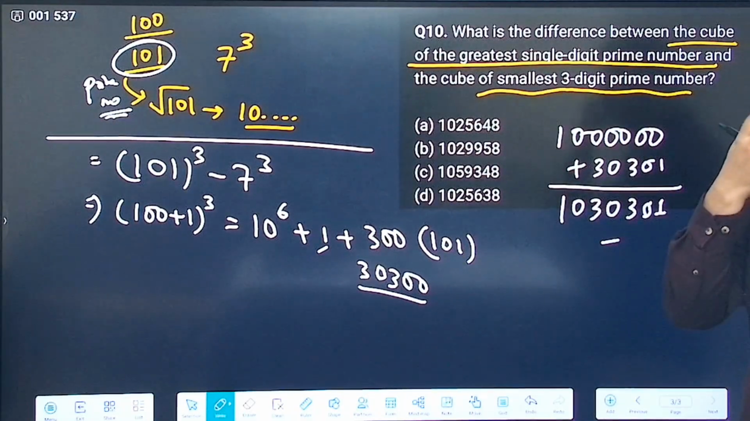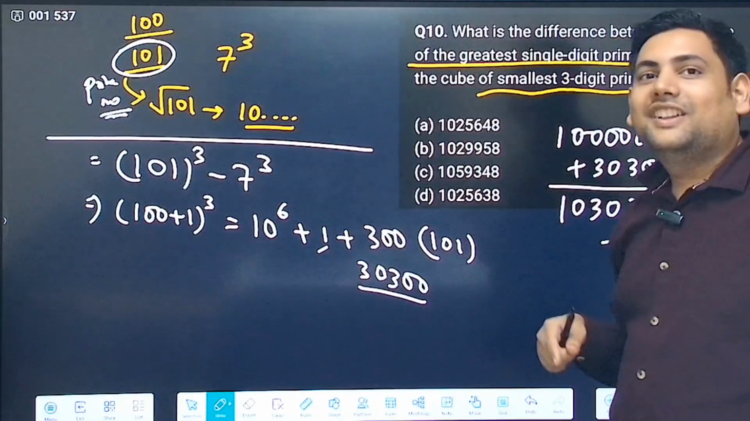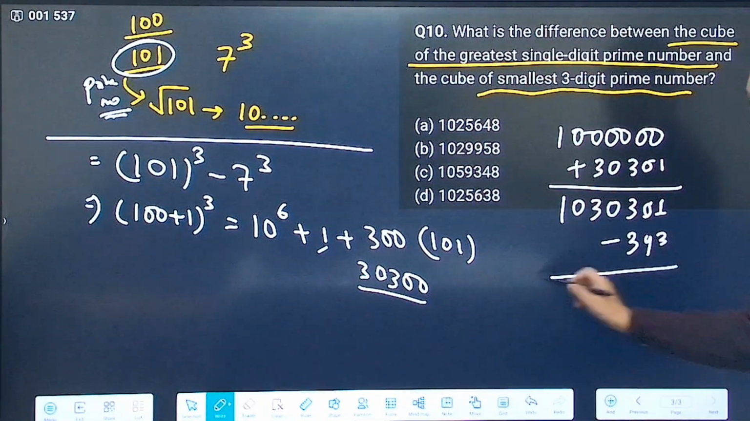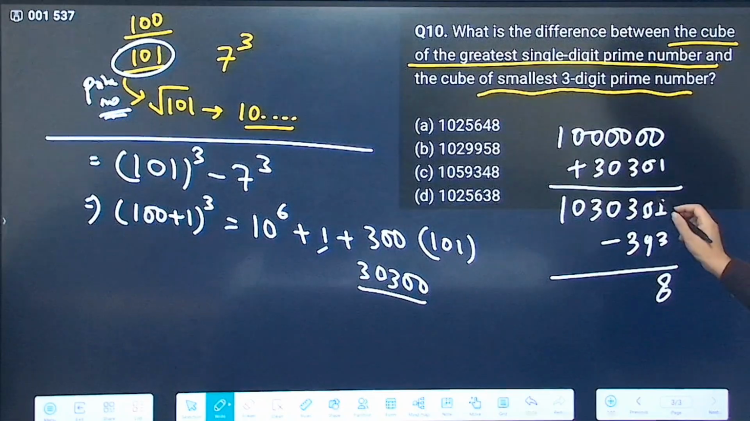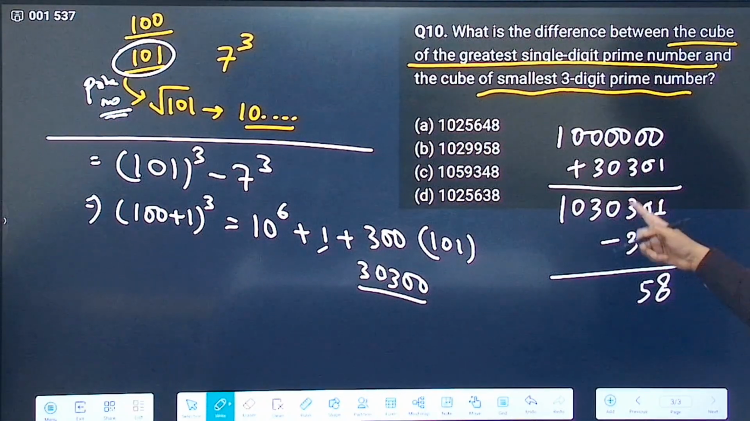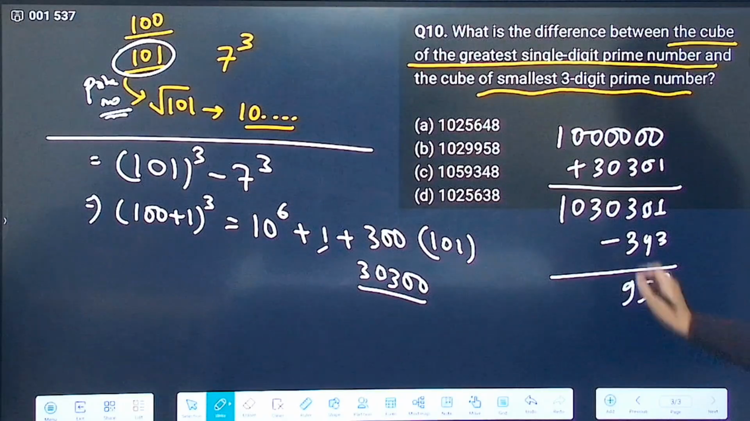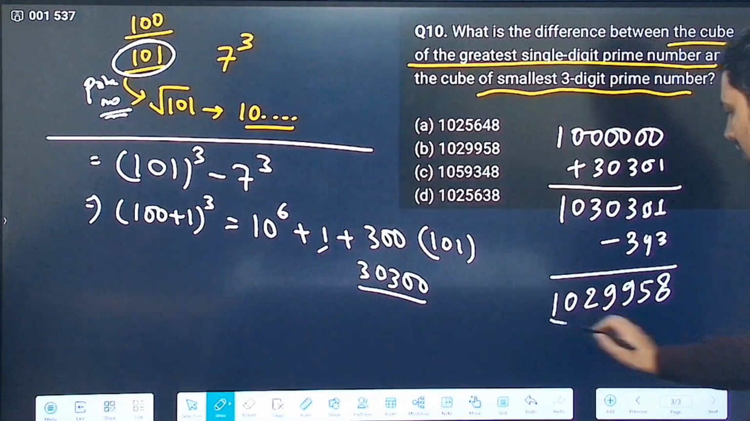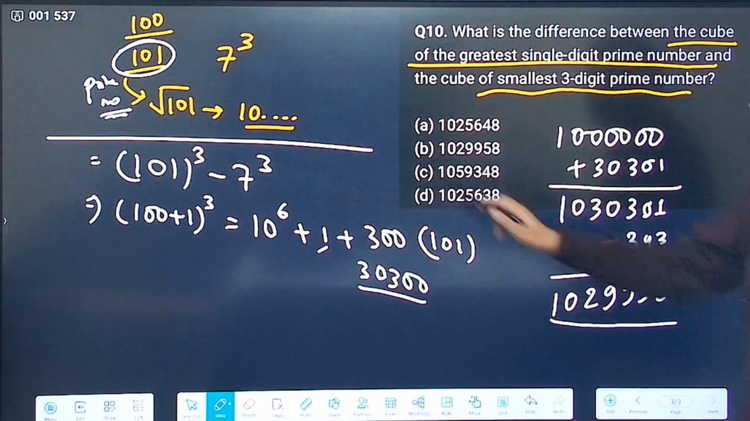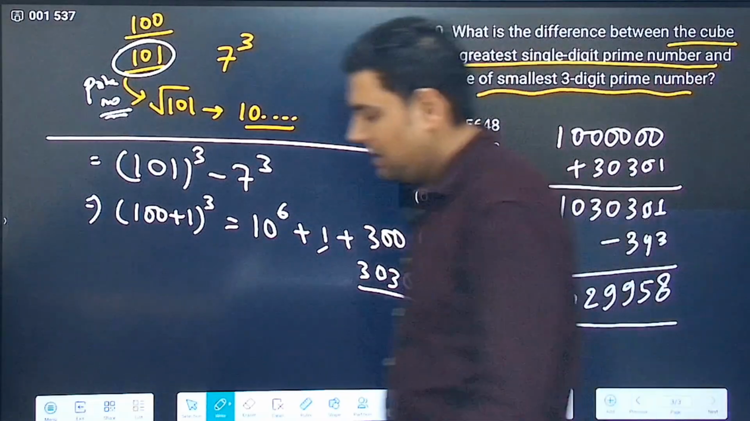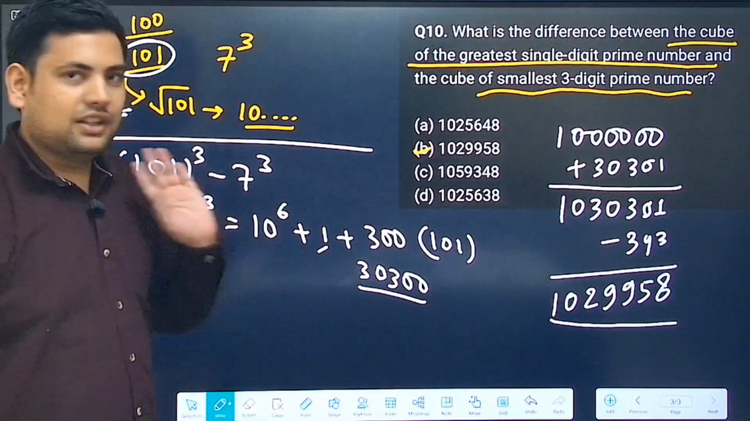What is 7 cube? 7 sevens are 49, 49 into 7 is 343, if you know. So this is 343. Now 11 minus 3 is 8. Then 9 minus 4 is 5. Then this has become 2, so 12 minus 3 is 9. Then this has become 9. And this has become 2 and 0, 1. So 1029958 becomes the answer. Correct.